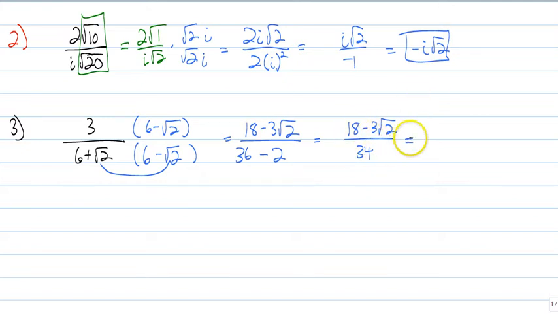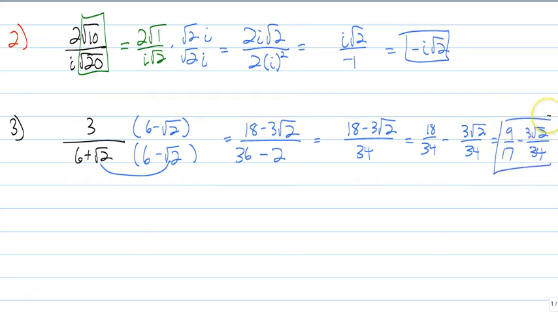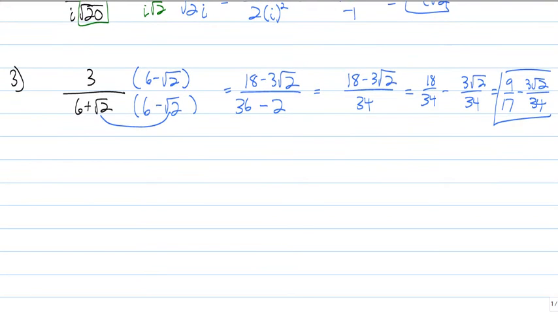But if we break it apart, so we have a rational and an irrational part, we could say this is 18 over 34 minus 3 root 2 over 34, which turns into 9/17 minus 3 root 2 over 34. Okay, I just broke that apart. But again, the big important detail for that problem is to multiply by the conjugate, and then it's just some math.